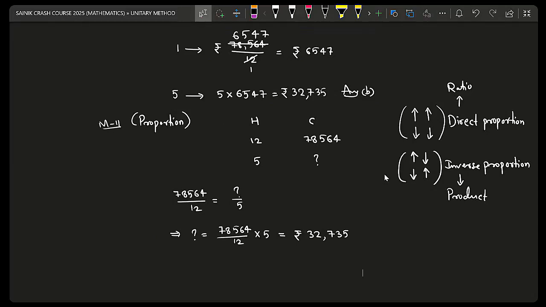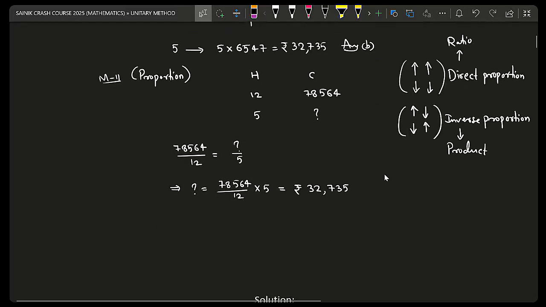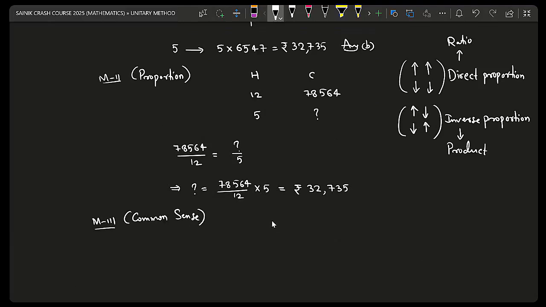Shriyansh, can you continue with method number 3 also? Yes, sir. What is the name of that method number 3 we gave? Common sense method. That is, you don't need to check whether it is direct proportion or inverse proportion. Just use your common sense. Number of headphones and cost. So 12 headphones cost 78,564 and 5 headphones cost we want.